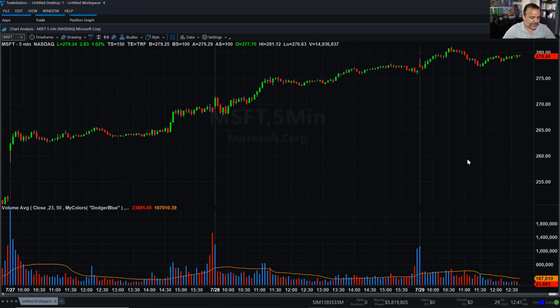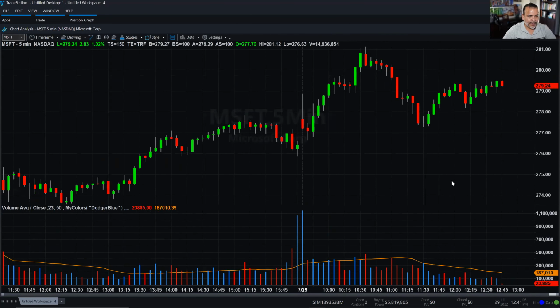Okay. Volume is also something that you can change in regards to how it's read. Right now, we're looking at the number of shares, but that's not the only type of volume there is. If you want to see the number of times Microsoft is traded, that's also a sign of increased activity.